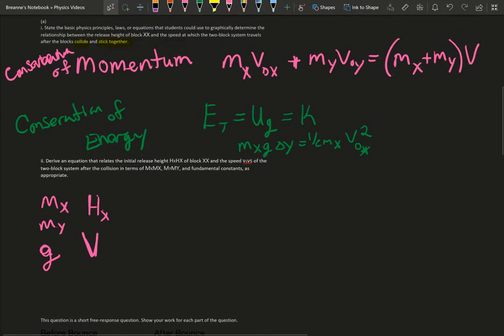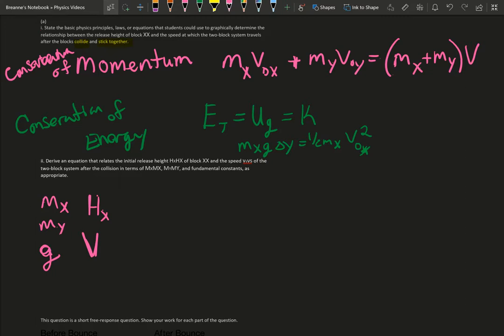So question A kind of sets us up. We know what equations we have to deal with right now. And honestly, it doesn't matter which equations you use first; you're getting the same result. So let's just use the momentum one, because that was the first one.